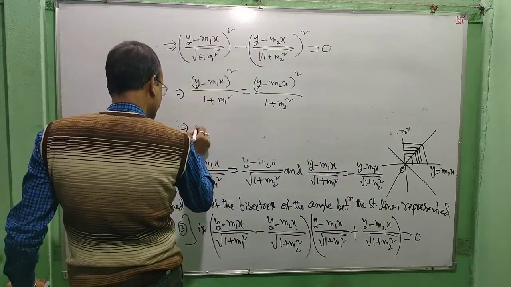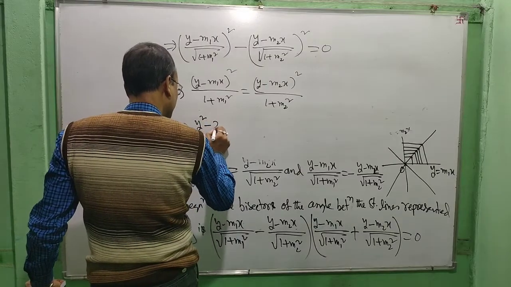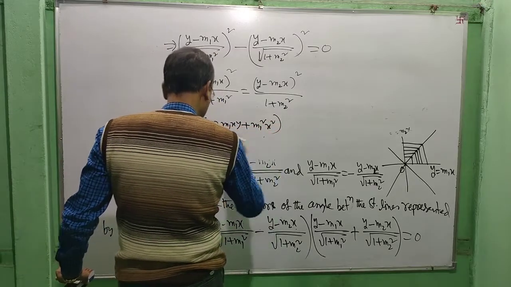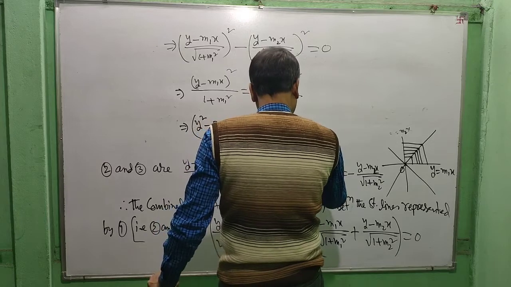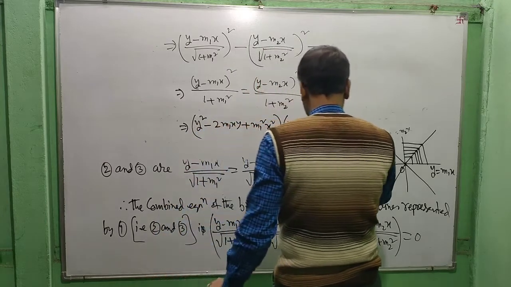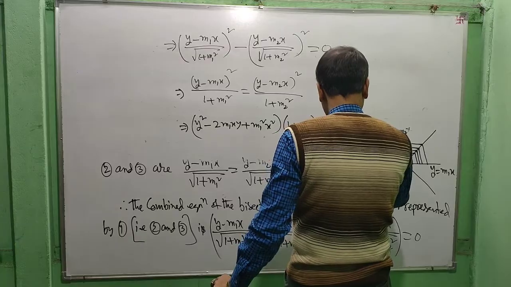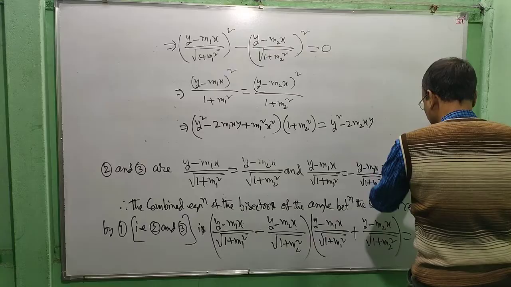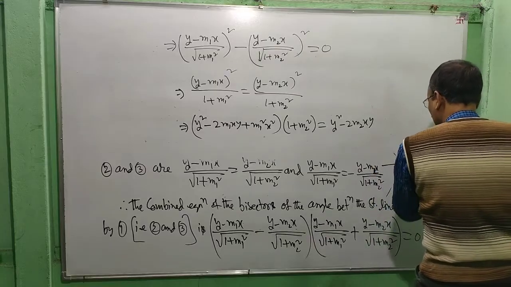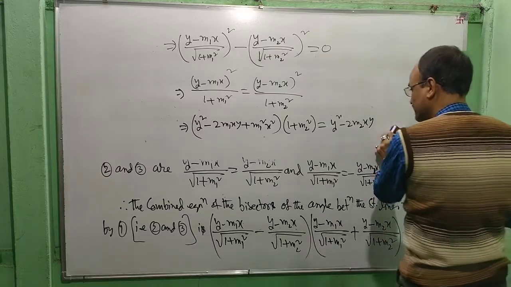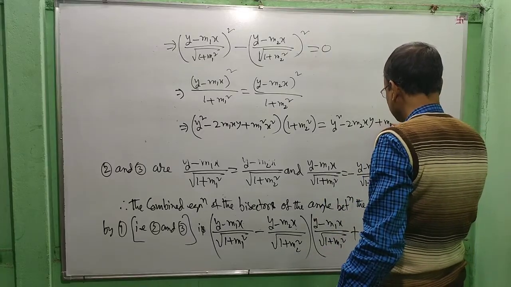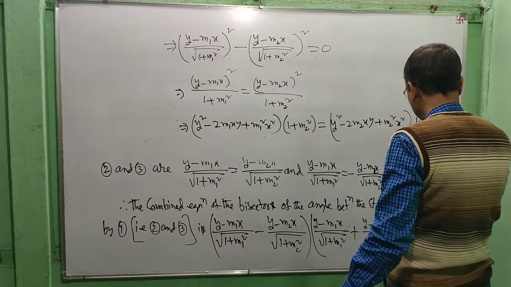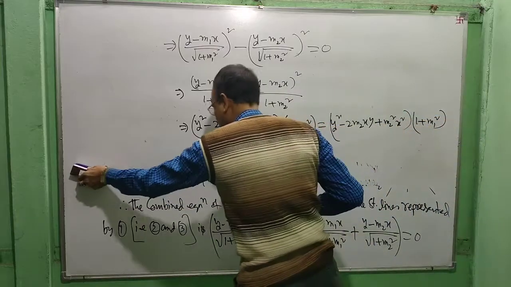Now simplify this. (y square minus twice m1 xy plus m1 square x square) into (1 plus m2 square) is equal to (y square minus twice m2 xy plus m2 square x square) into (1 plus m1 square). This will be this.